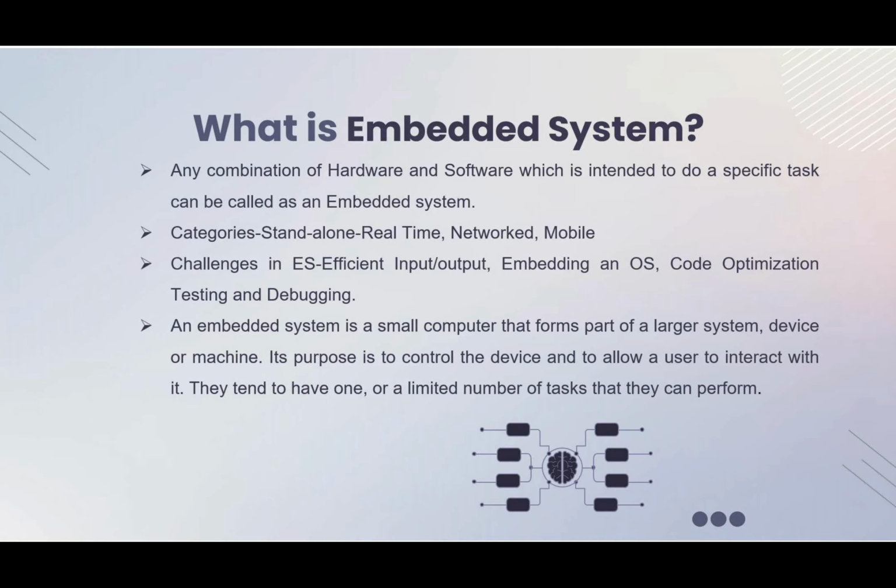So what is an embedded system? Basically, an embedded system is any combination of hardware and software which is intended to do a specific task. They are categorized as standalone, real-time, network, and mobile. The challenges faced are efficiency, input or output, embedded OS, code optimization, testing and debugging. An embedded system is a small computer that forms a part of a larger system, device, or machine. Its purpose is to control the device and to allow a user to interact with it, and they tend to have one or a limited number of tasks that they can perform.